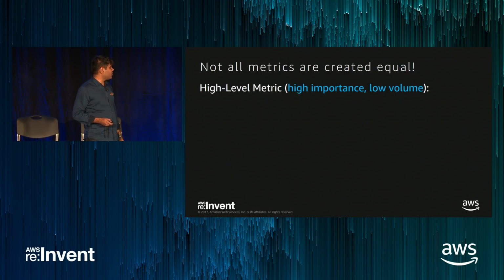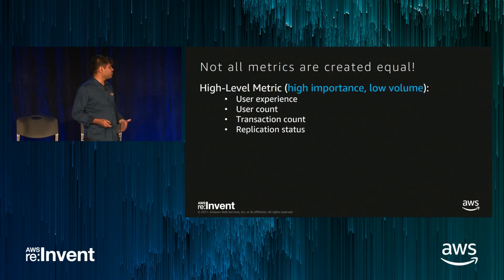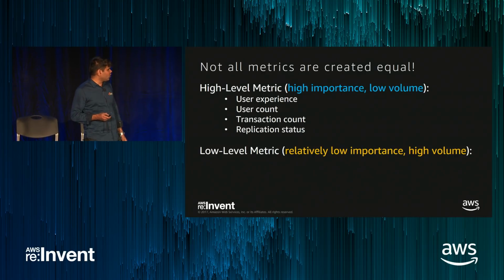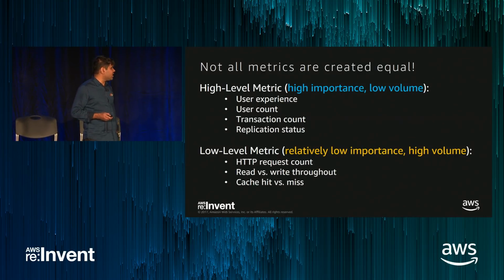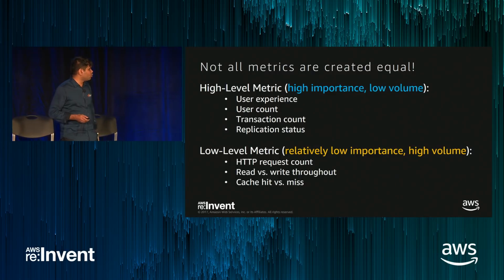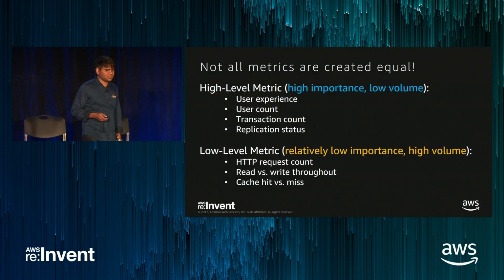There are going to be some high-level metrics like user experience metrics, user count metrics, transaction count, how much business happened, what is the replication status of your databases. So these are very critical elements, okay? And then there are some low-level metrics such as HTTP request count, read versus write throughput, cache hit versus cache miss, right?